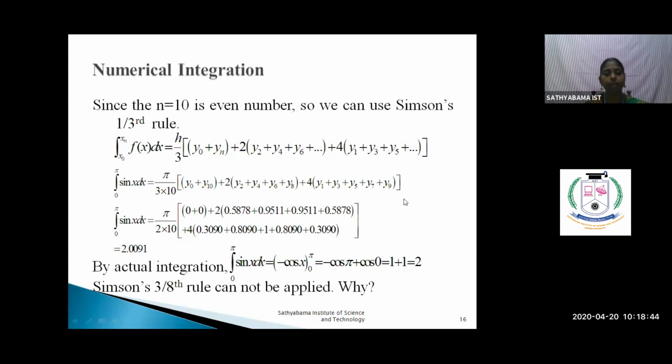Now by actual integration, what is the integral of sin x? Minus cos x. And you apply the limits, cos for x, pi and 0. Cos pi is -1, cos 0 is 1, and already you have one minus sign in there.